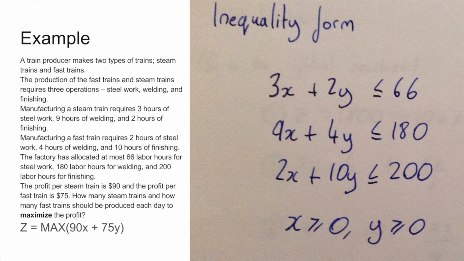We need to maximise Z, the objective function, or profit, i.e. 90 for steam trains and 75 for fast trains. X is the variable used to represent steam trains and Y is the variable used to represent fast trains. We also know that we cannot produce a negative number of trains, so both X and Y are greater than or equal to 0. The equations are already in standard form as they have the properties described above.